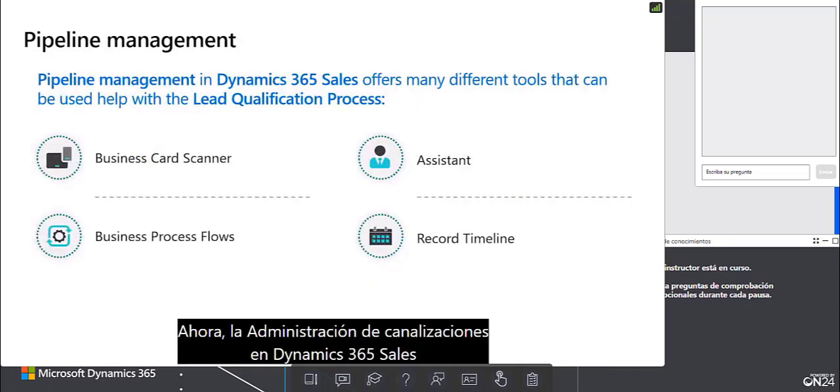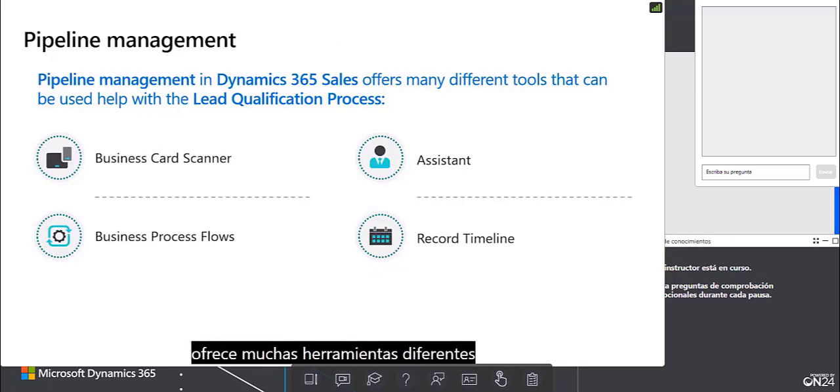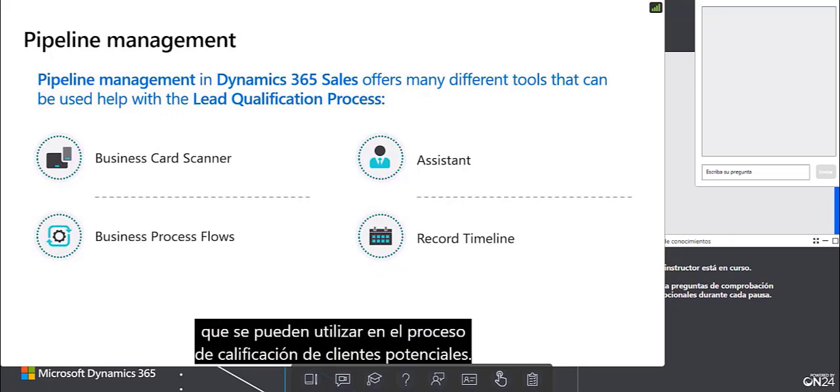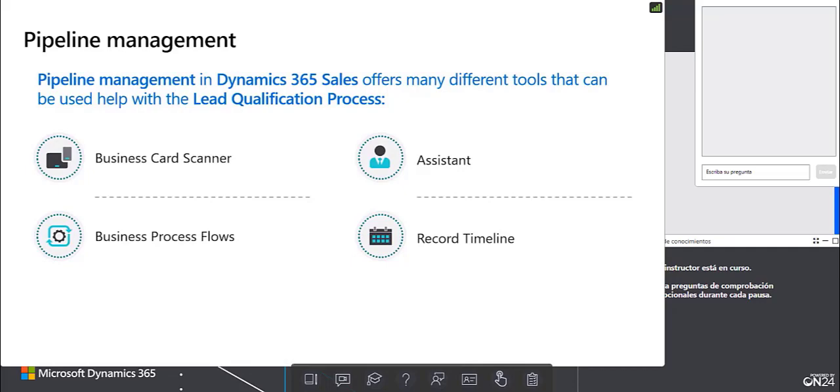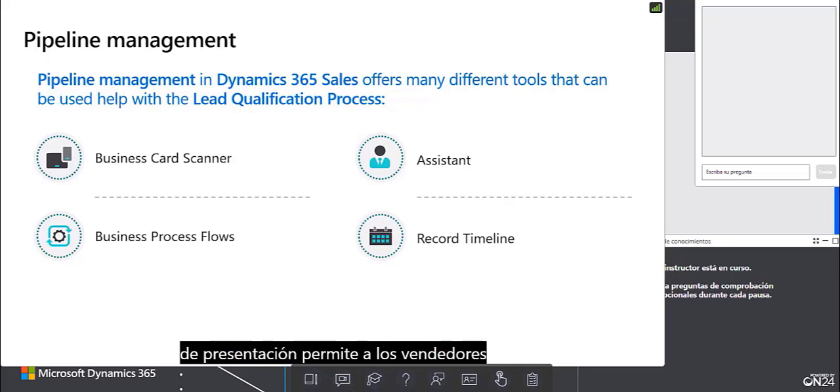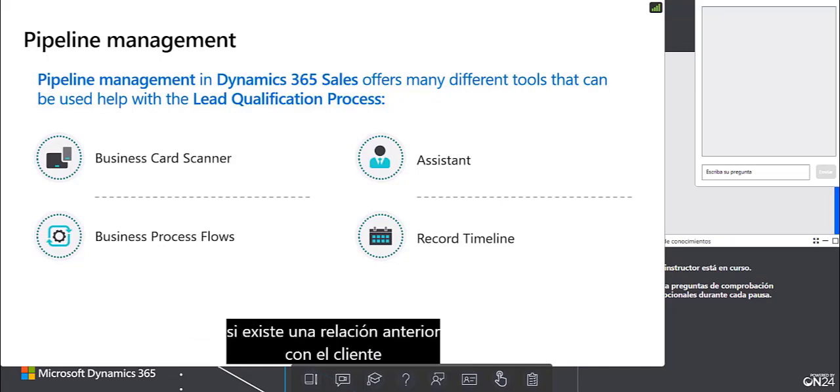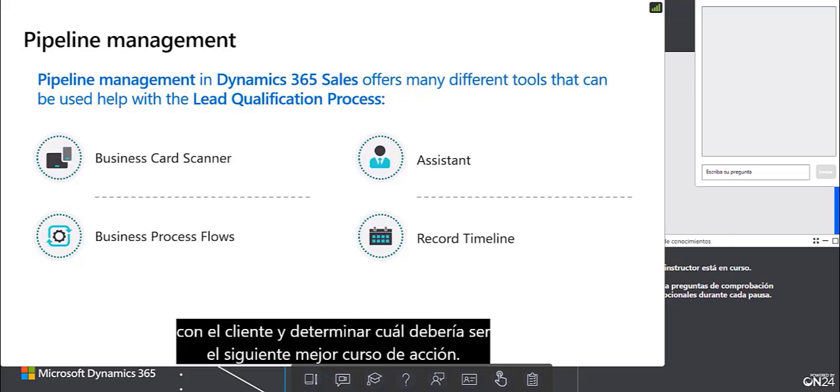Now, pipeline management in Dynamics 365 Sales offers many different tools that can be used to help with the lead qualification process. For example, the business card scanner lets sellers quickly capture and input leads and contacts from within the Dynamics 365 Sales while still in the field. This helps them quickly identify if there is a past relationship with the customer and determine what the next best course of action should be.